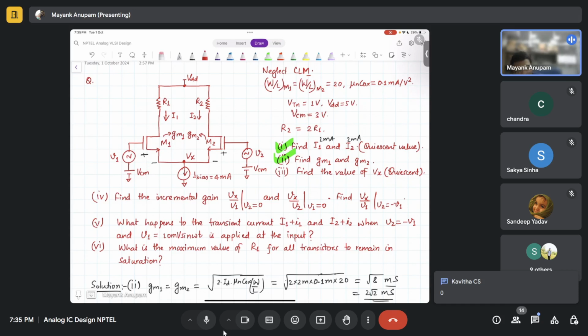So in this case, we have not explicitly grounded it. We have connected it to some I bias. So there will be some voltage here. That Vx is the source node for both M1 and M2, right? So the VGS for both M1 and M2 will be, as you already said, VCM minus Vx. Yes. So I don't know whether this answers your question or not.